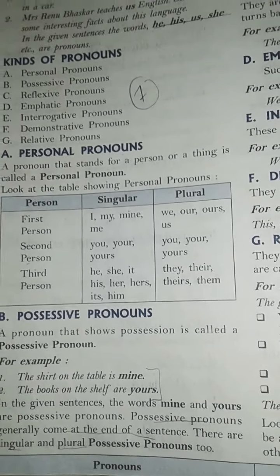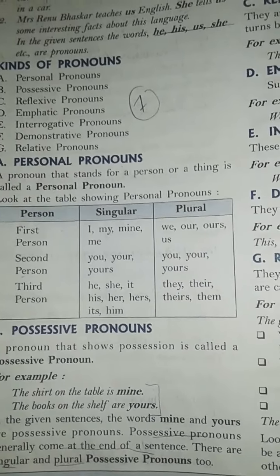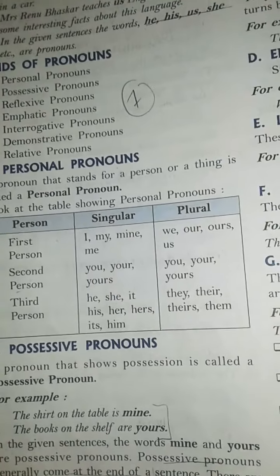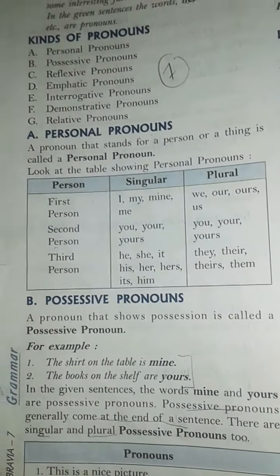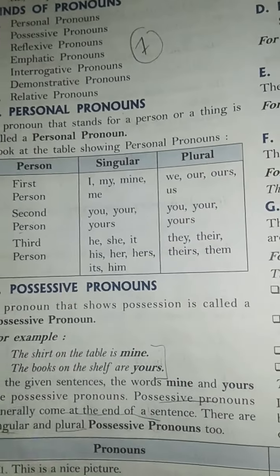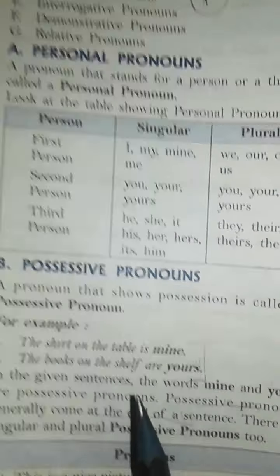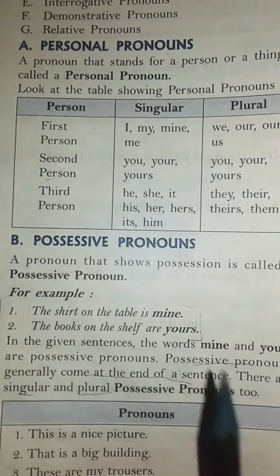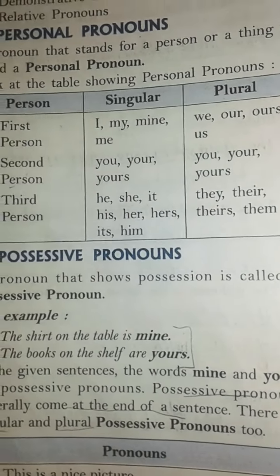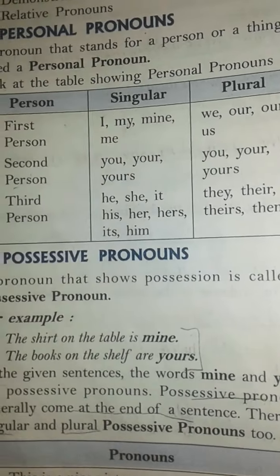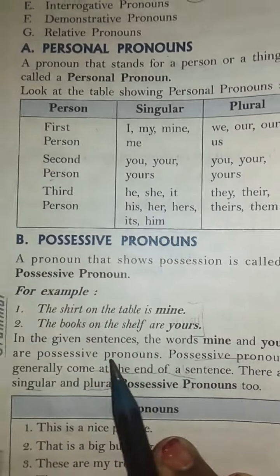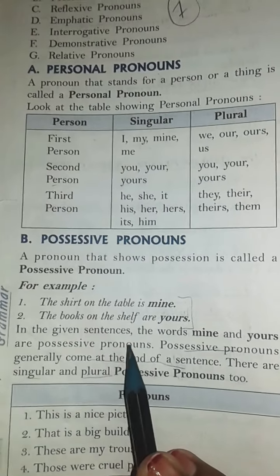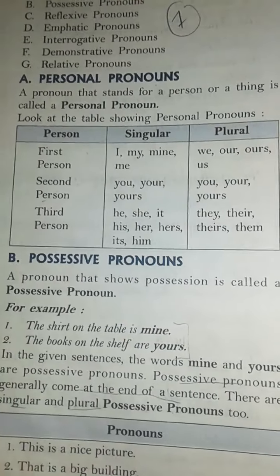Second is the possessive pronoun. A pronoun that shows possession is called a possessive pronoun. Firstly we will read these examples. The shirt on the table is mine. The books on the shelf are yours. This shows that the thing or the object belongs to us. In the given sentences, the words mine and yours are possessive pronouns. These things belong to us.